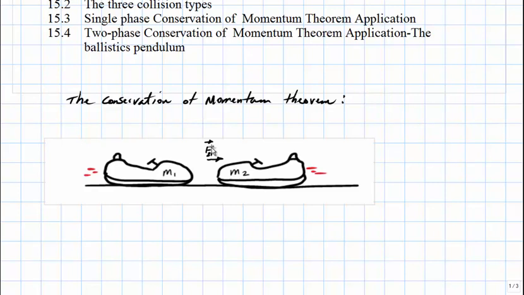We will label this force as F21. That is the force on object 2 produced by object number 1. Likewise, the second bumper car will apply a force onto the first bumper car, and that force will be directed towards the left. We will label this force as F12. Again, that's the force on bumper car number 1 produced by bumper car number 2.